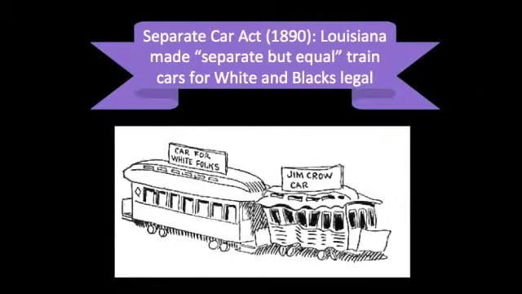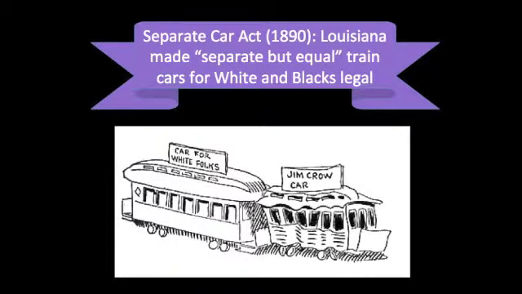And this is where the court case Plessy v. Ferguson comes in. In 1890, Louisiana passed the Separate Car Act, providing separate but equal train cars for African Americans and whites. Except not really. As you can see in this political cartoon, the train cars provided for African American members were a lot worse off than the ones provided for whites.